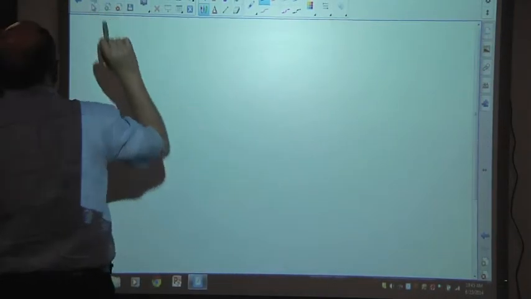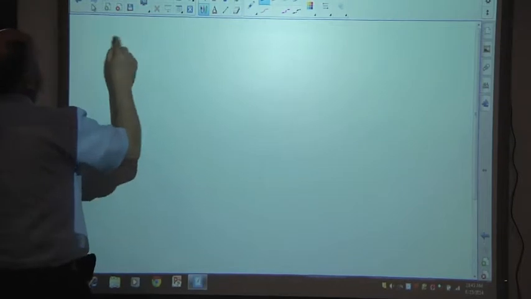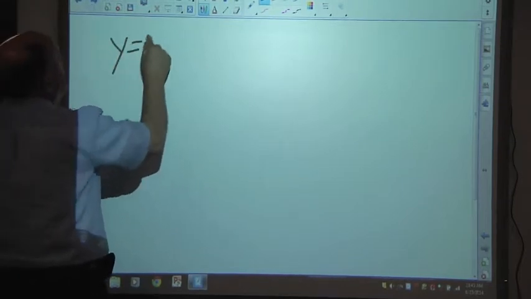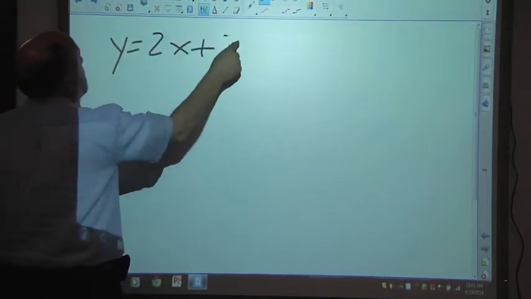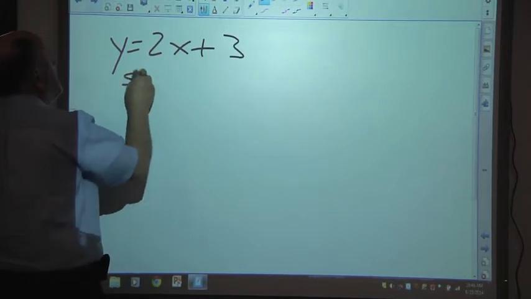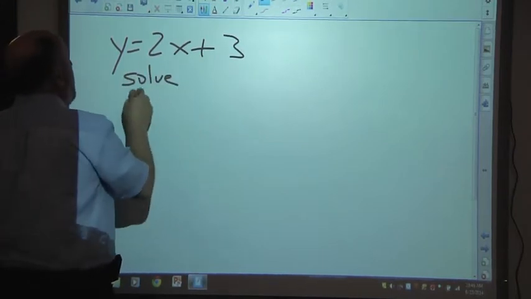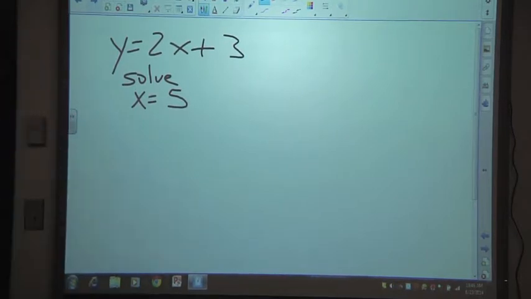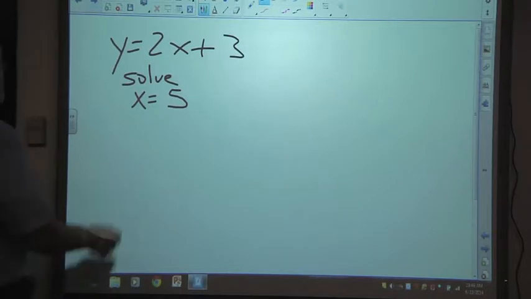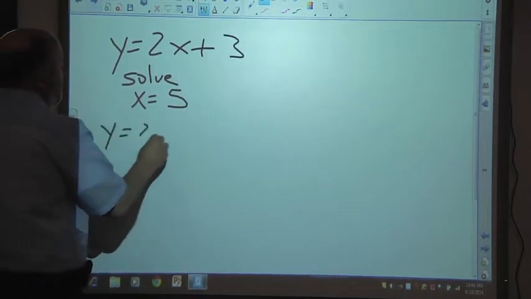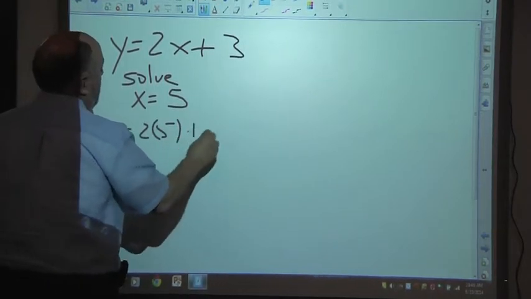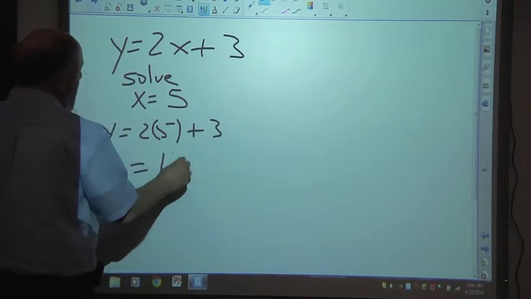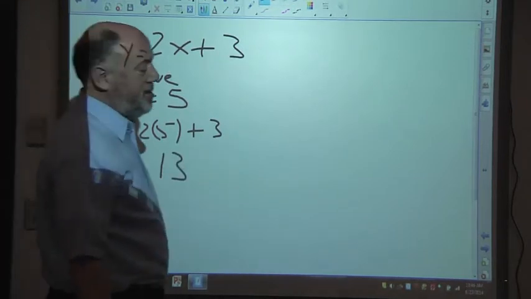So we have, in terms of an equation, let's say I have something like this. y equals 2x plus 3. And I say, okay, solve this when x is equal to 5. Right? So what this says is, here's my equation. I tell you x is 5. I want to know what y is. So y is going to be 2 times 5 plus 3, and that'll be 13.